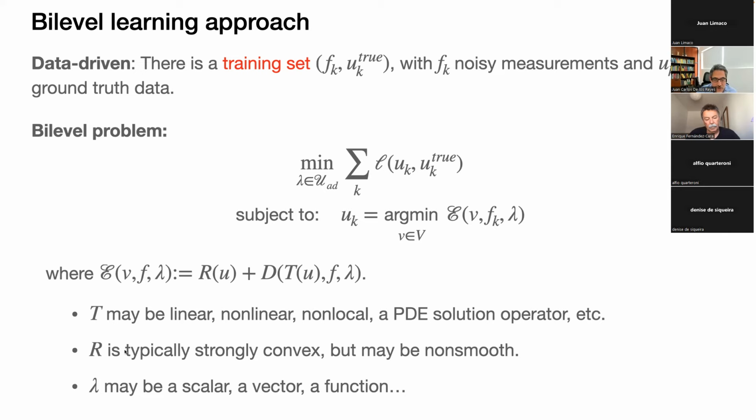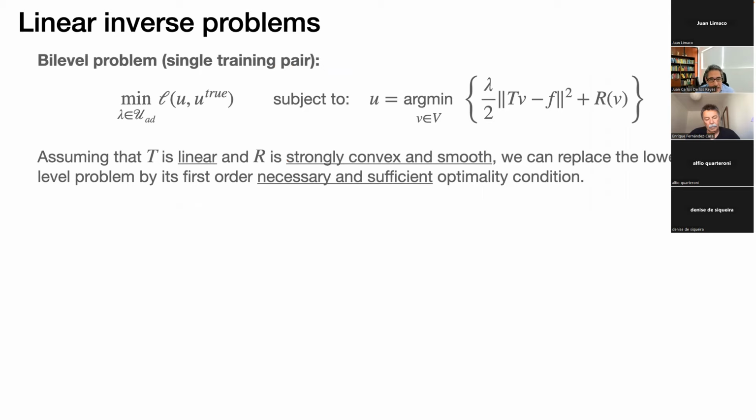R is typically a strongly convex term. This energy is typically strongly convex, but may be a non-smooth function. And the parameter lambda may be, as we saw before, a scalar, a vector, a function, a sampling strategy, or any other thing that you may consider in this setting. So how to deal with these bi-level learning problems is the question, right?